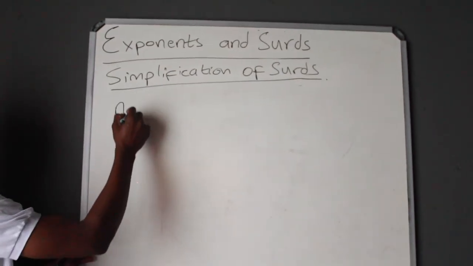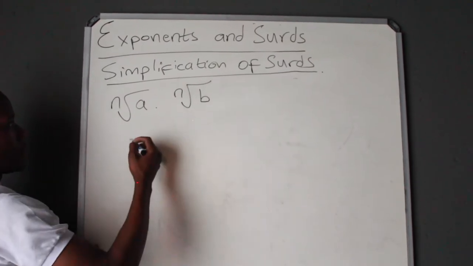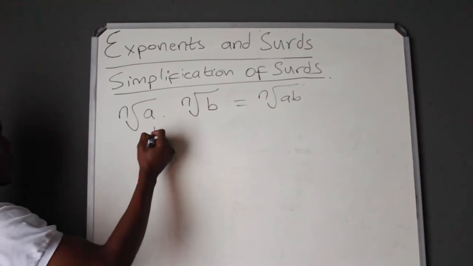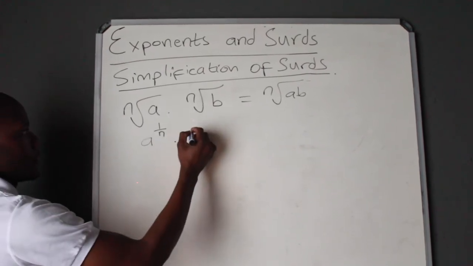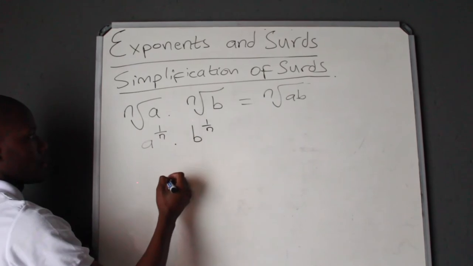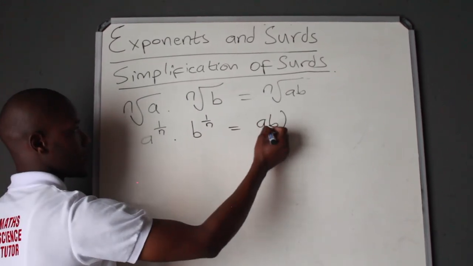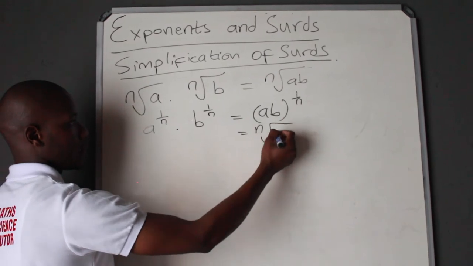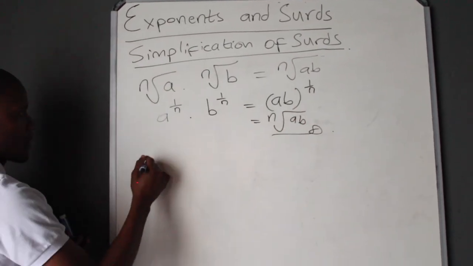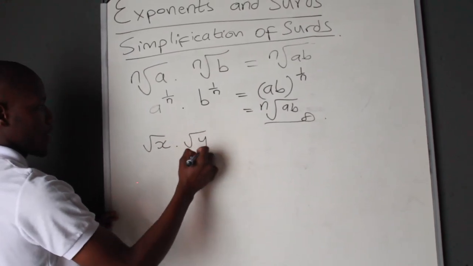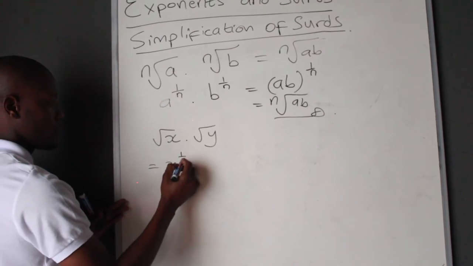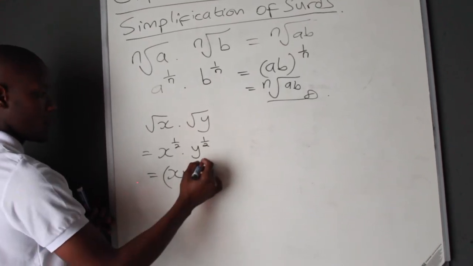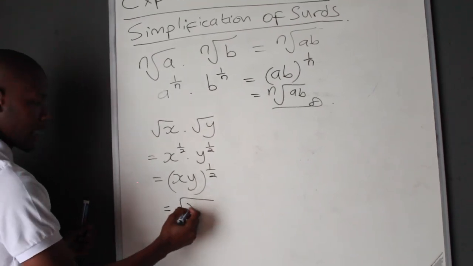Simplification of surds. The nth root of a multiplied by the nth root of b is equal to the nth root of ab. Remember, the nth root of a is the same as a to the power 1 over n. Multiply by the nth root of b, which is b to the power 1 over n. So it is equal to ab all raised to the power 1 over n, which is the nth root of ab. So if we have the square root of x multiplied by the square root of y, it is going to be x to the power 1 over 2 multiplied by y to the power 1 over 2, which is xy all raised to the power 1 over 2. Therefore, it's the square root of xy.